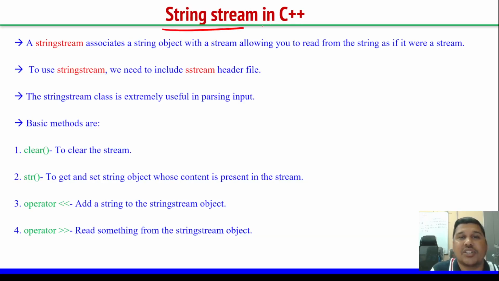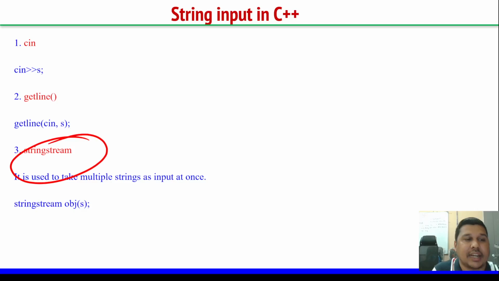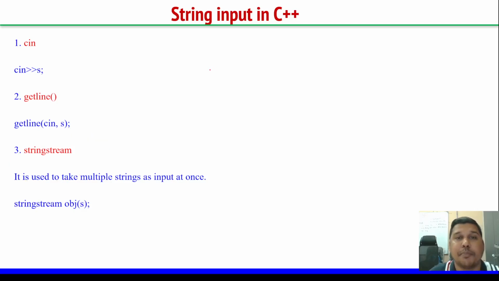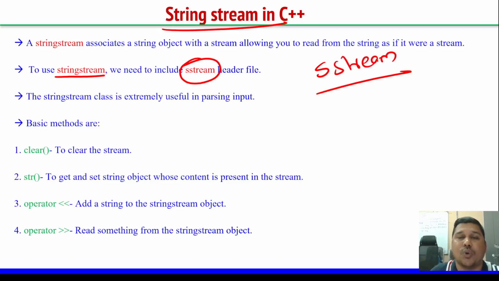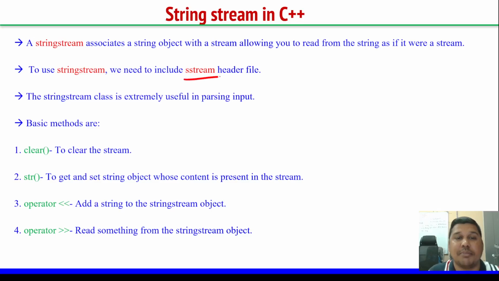Let us study more about this stringstream. I am talking about the third one here: how do we read multiple inputs in a single line? For that we use the stringstream class. What is this stringstream class? To include it, we have to use the sstream header file. This stands for string stream, like we have iostream. Sstream stands for string stream, so we have to include the sstream header file.